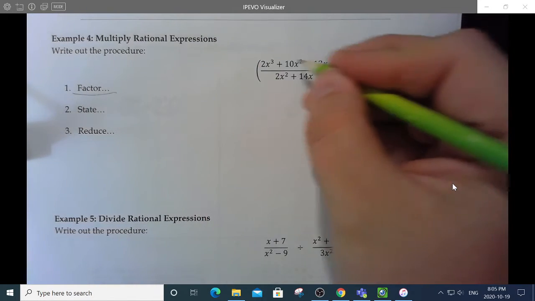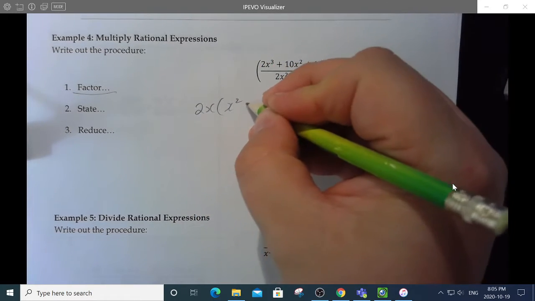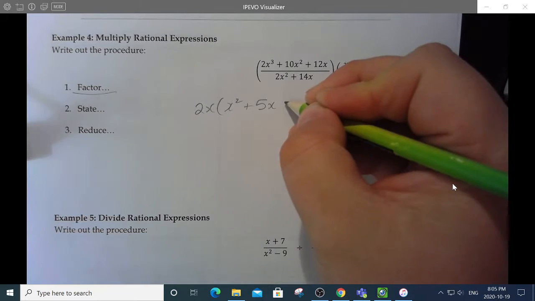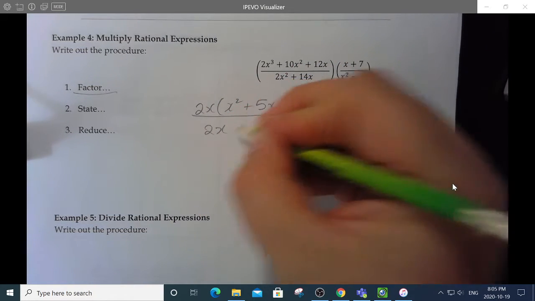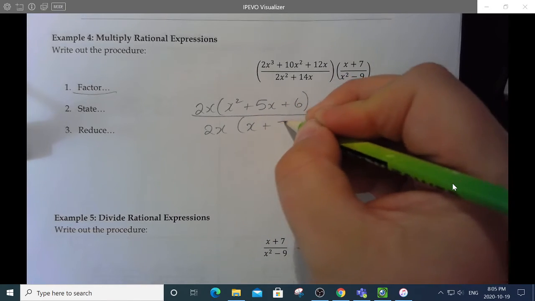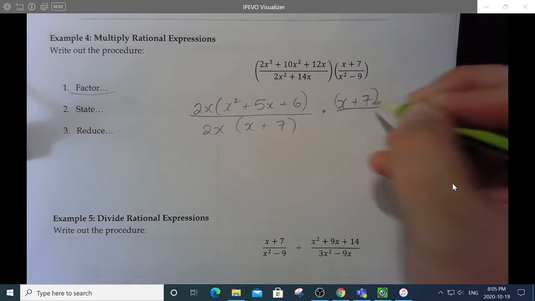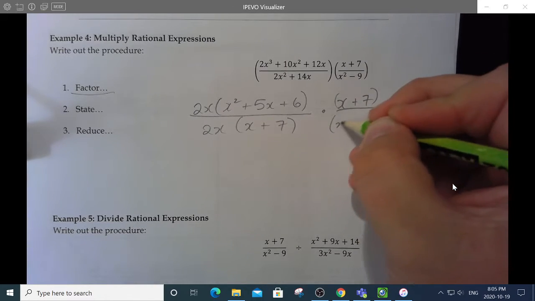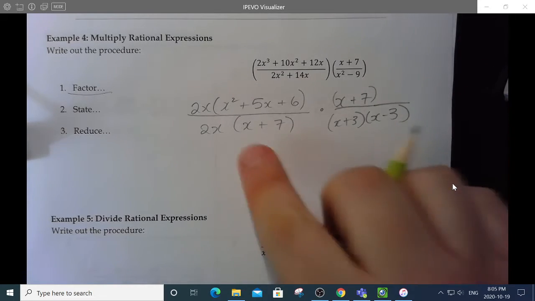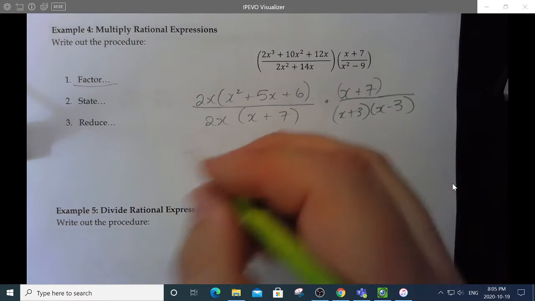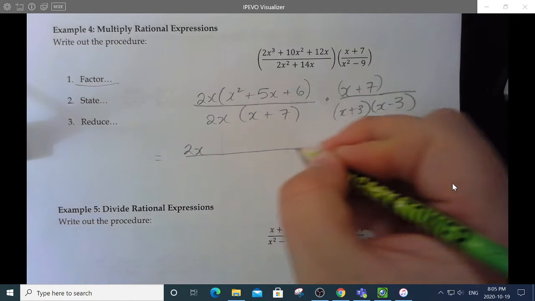So I'm going to factor 2x out of the top, leaving me x squared plus 5x plus 6. I'm going to factor 2x out of the bottom, leaving me x plus 7. The top's already factored nicely, x plus 7. And the bottom is a difference of squares, x plus 3, x minus 3. And again, if you're going, how did he do that so quick? You are going to need to do some grade 10 review.